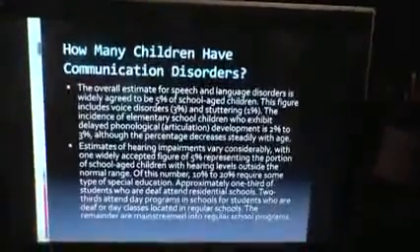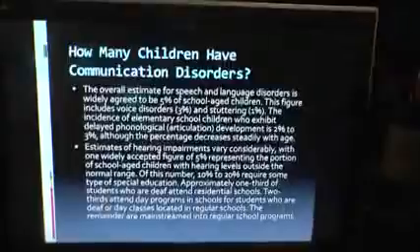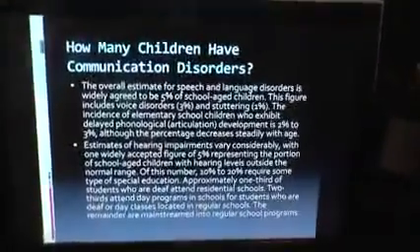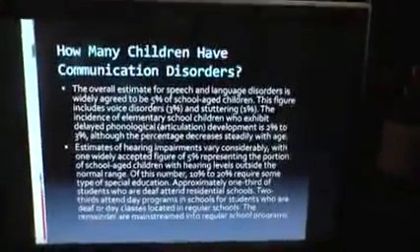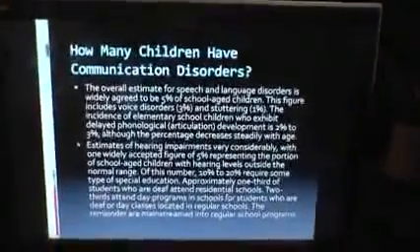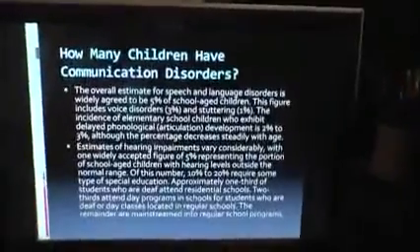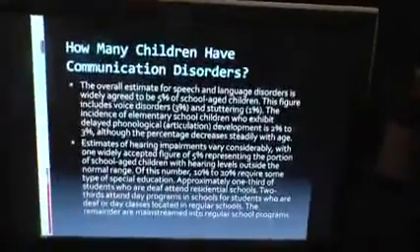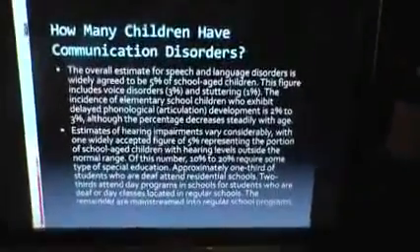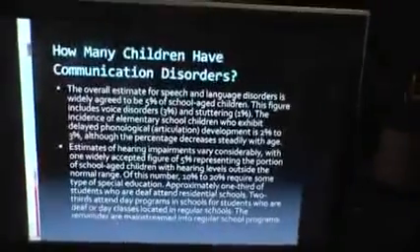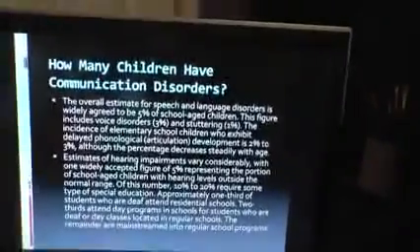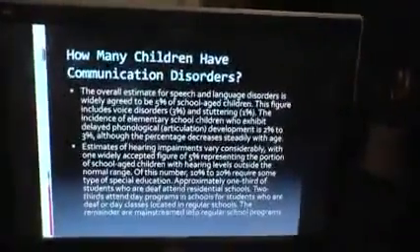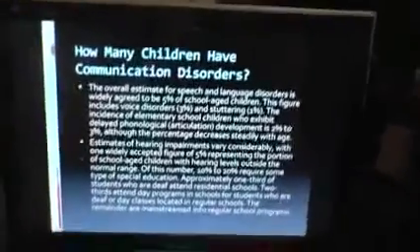Estimates of hearing impairments vary considerably, with one widely accepted figure of 5% representing the portion of school-age children with hearing levels outside of the normal range. Of this number, 10 to 20% require some type of special education. Approximately 1/3 of students who are deaf attend residential schools. 2/3 attend day programs in schools for students who are deaf or day classes located in regular schools. The remainder are mainstreamed into regular school programs.